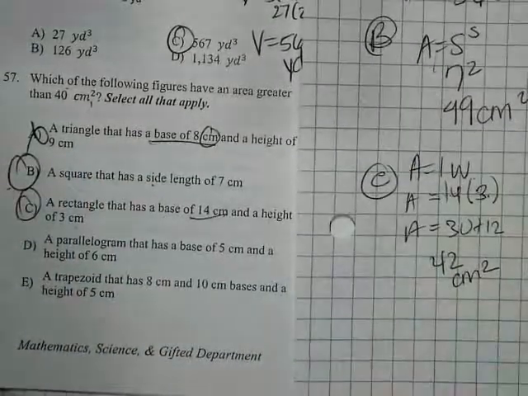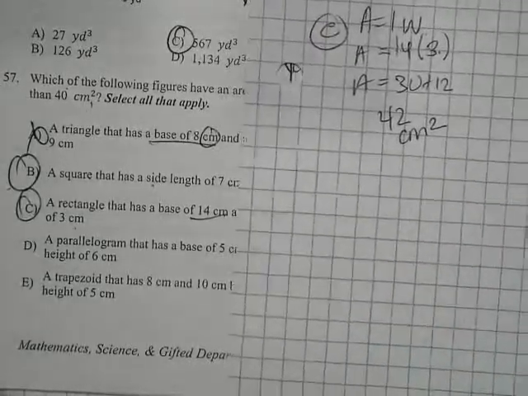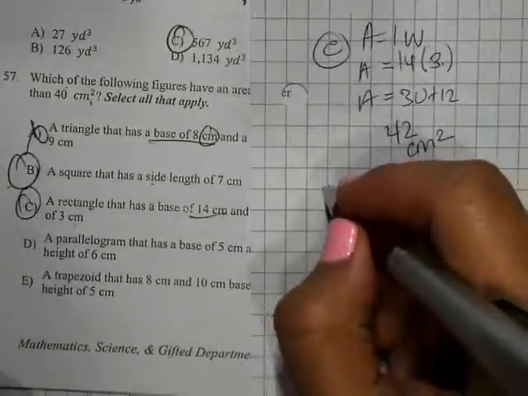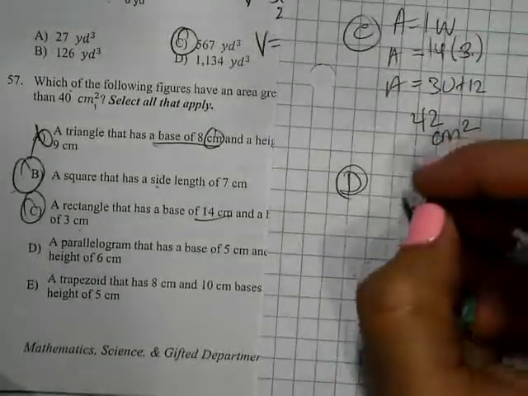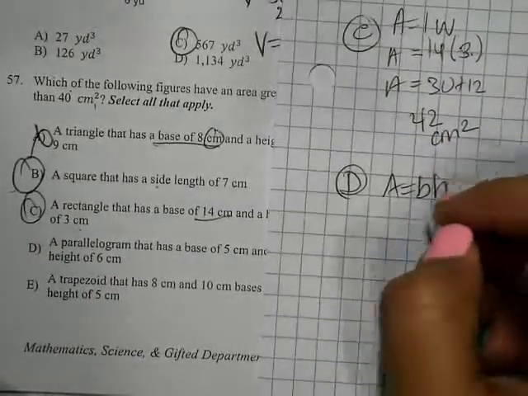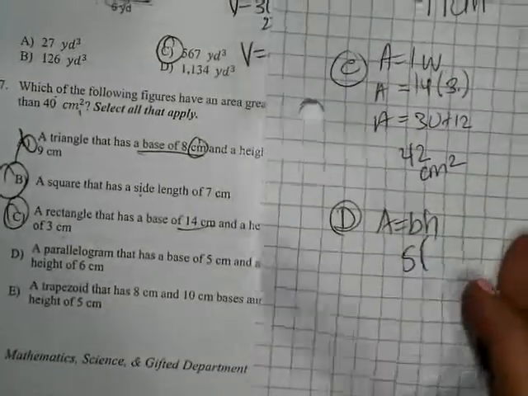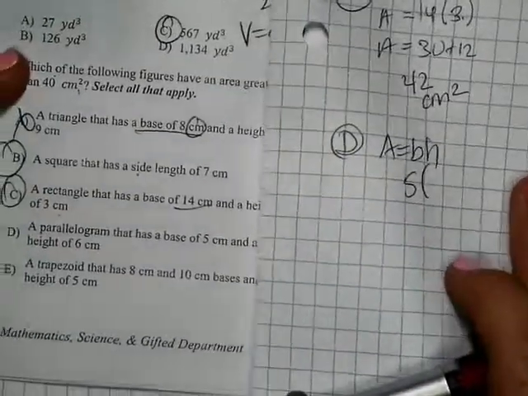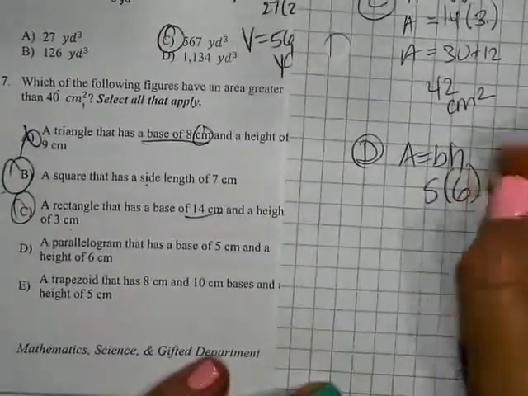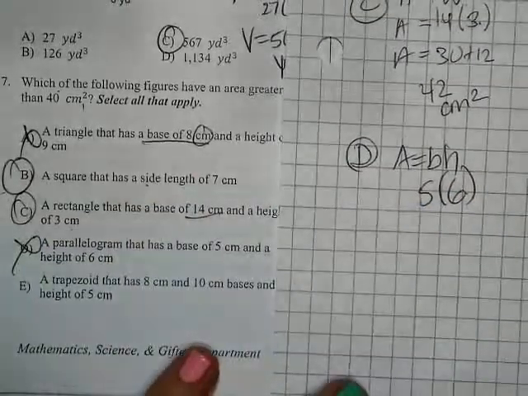Parallelogram. So for the area of a parallelogram, it has a base of 5 and a height of 6. 5 times 6 is 30, making this one not true.